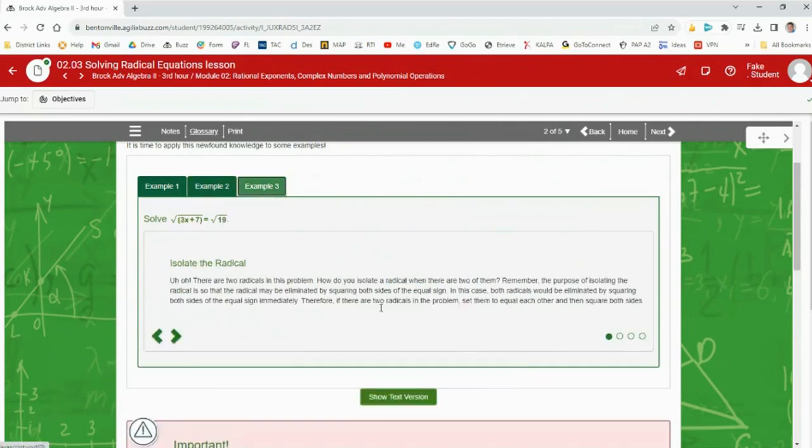Let's look over our third example here. Two radicals. All right. So the purpose of isolating the radical is so the radical could be eliminated by squaring both sides of the equal sign. So in this case, this is fine. We can do this. The square root of 3x plus 7 equals the square root of 19.